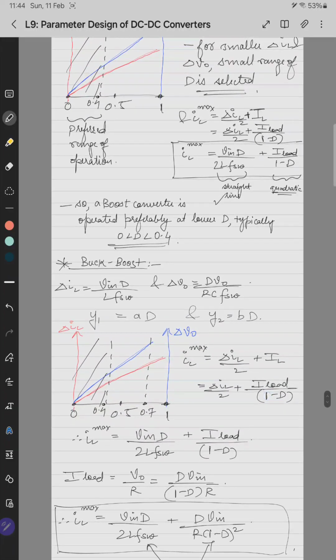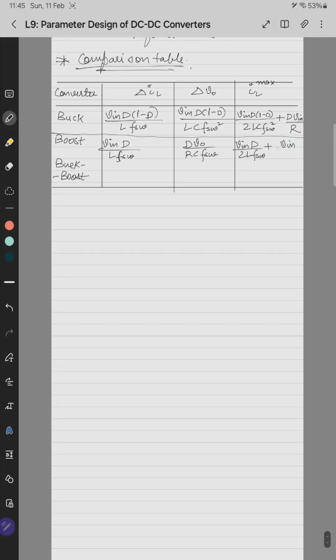Here we can write I load as V naught by R, which is V in by 1 minus D R. So for all the three converters, we can write I load as V naught by R. Then separately we have to write for each converter the relation between V naught and V in in terms of D. So for boost converter, V naught is V in by 1 minus D, so I load is V in by 1 minus D R. So I load by 1 minus D is V in by 1 minus D whole square R.